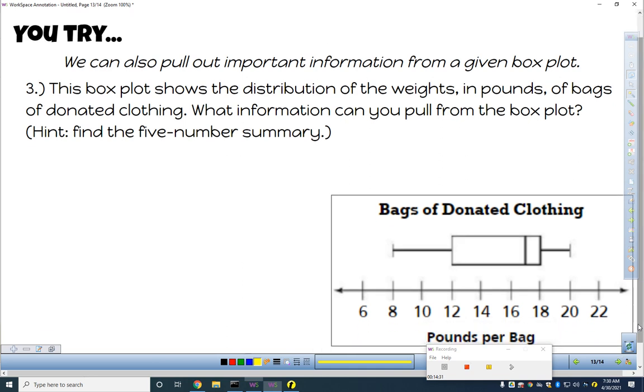We can also pull out important information from a given box plot. So this box plot shows the distribution of weights in pounds of bags of donated clothing, all the way back from the first slides. So what information can you pull from this box plot? I want you to find the 5-number summary. I would invite you to pause and try this on your own.